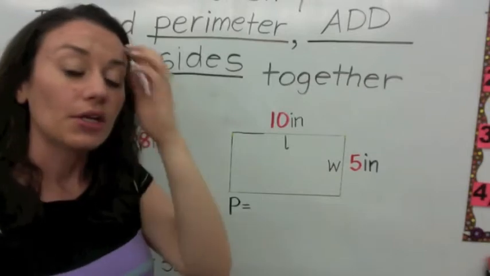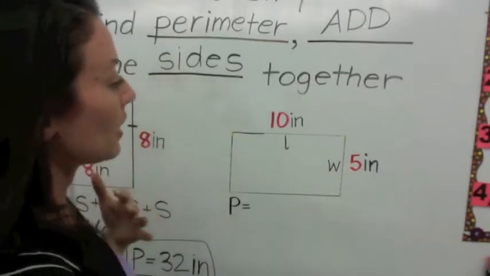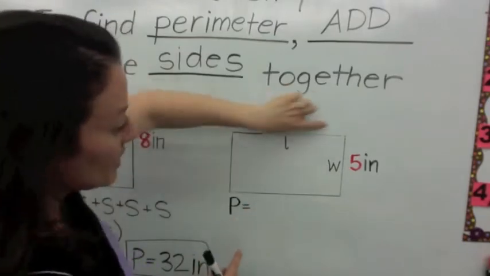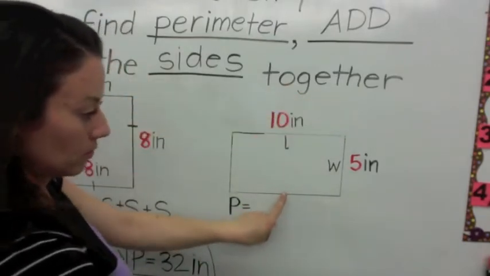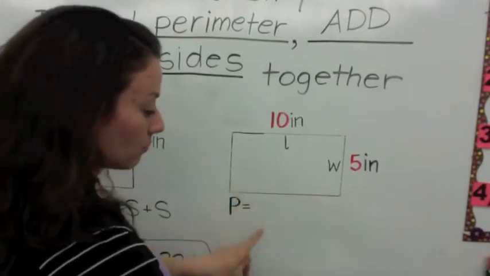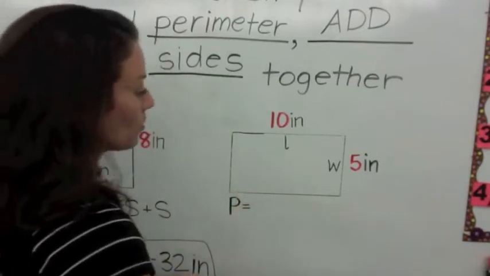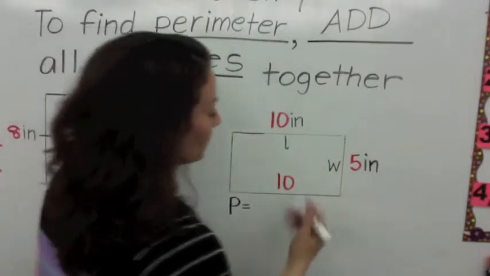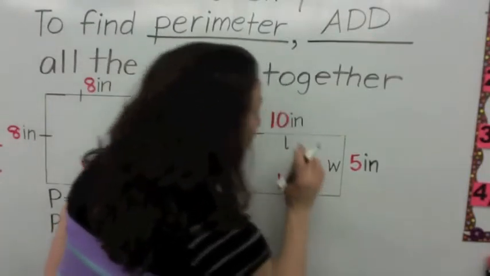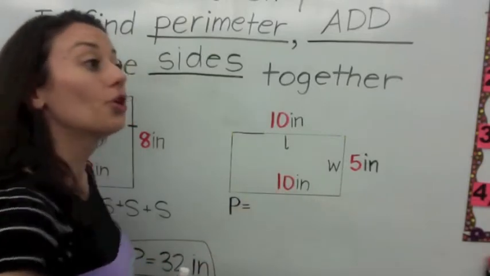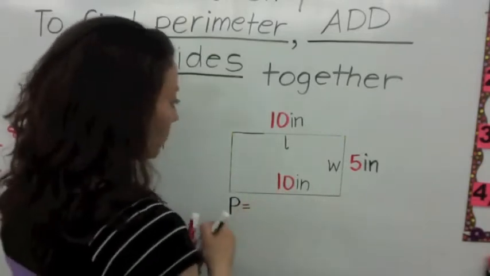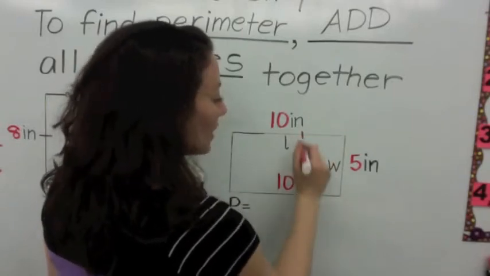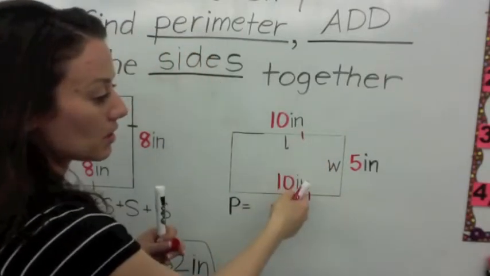So, are they congruent? No. Now here's where you need to realize that the opposite sides are congruent. If this is the length and this is 10, what's this one? Is it also 10? Yes. So this is also 10 inches. It's because the opposite sides are congruent. So I'm going to make this little mark, like a little dash. This one is equal to this.